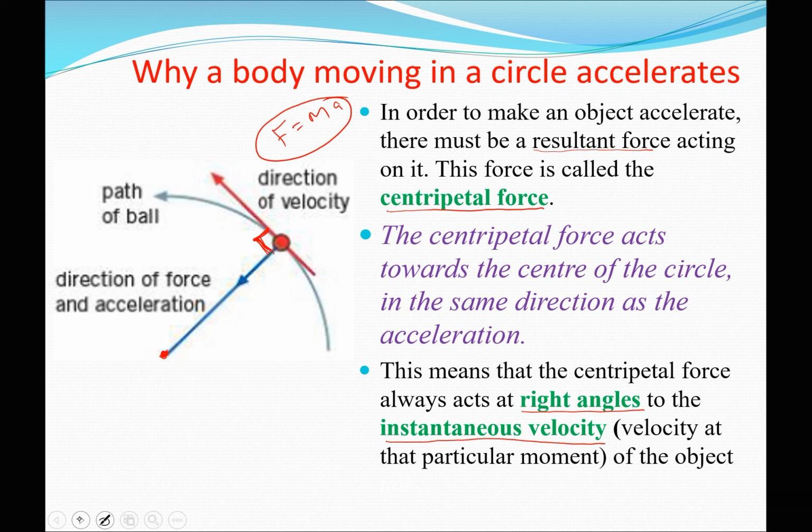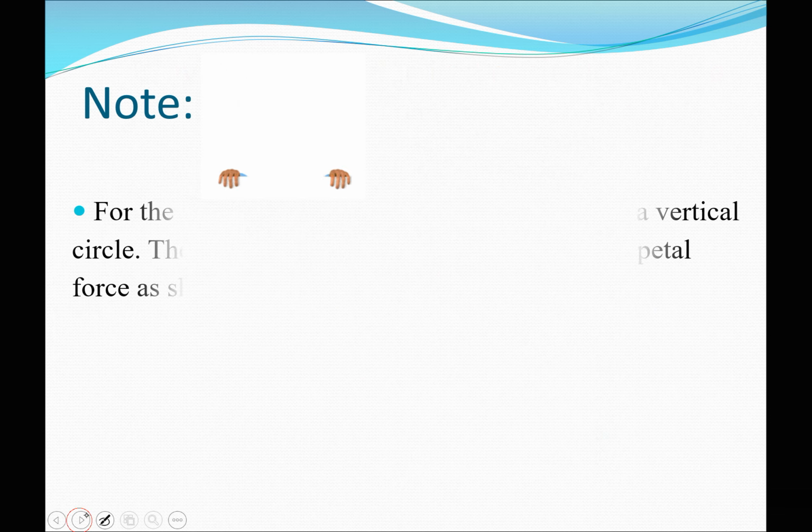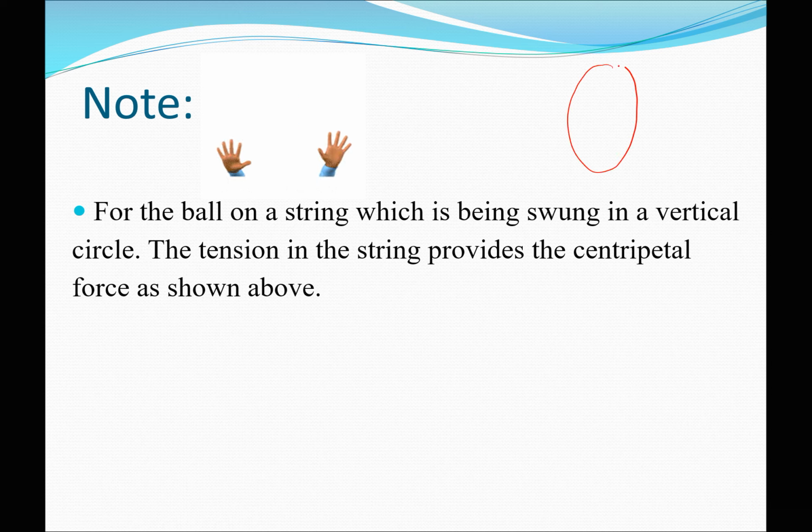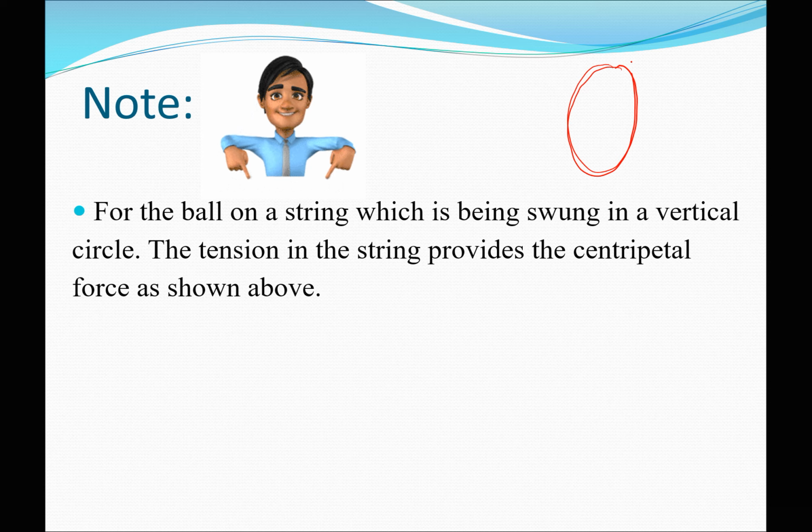A few things we need to note here. Number one, for the ball on a string, for example, which is being swung in a vertical circle, if you don't know what a vertical circle is, at some point the object must be below, at some point should be above you. Maybe if you have put an object on a string and you try to move it in a vertical circle. So for the ball on a string which is being swung in a vertical circle, remember, it is on a string.